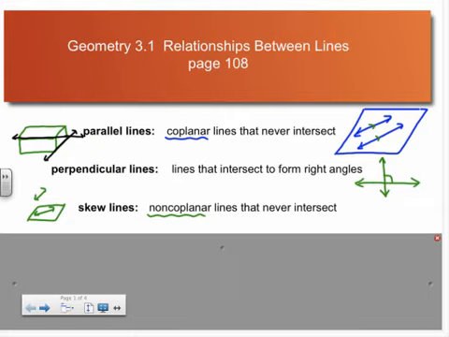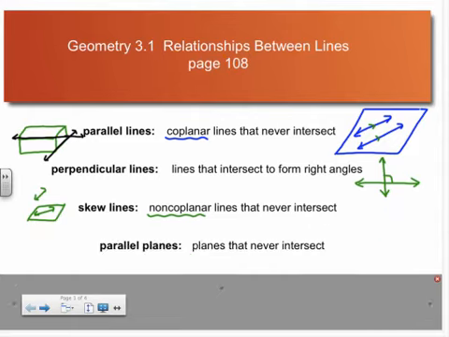If you don't believe me, try taking a ruler and laying it across that top edge of a Kleenex box and lay another ruler along the bottom edge that I've highlighted, and you'll see that those two are never going to cross. Our next term is parallel planes.